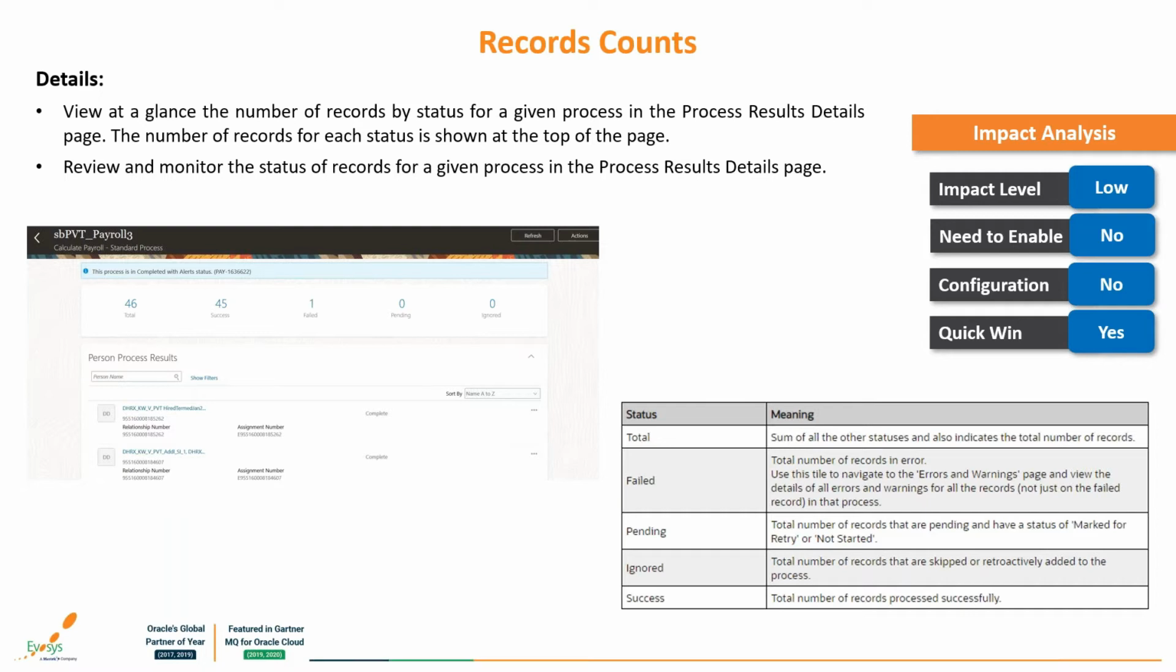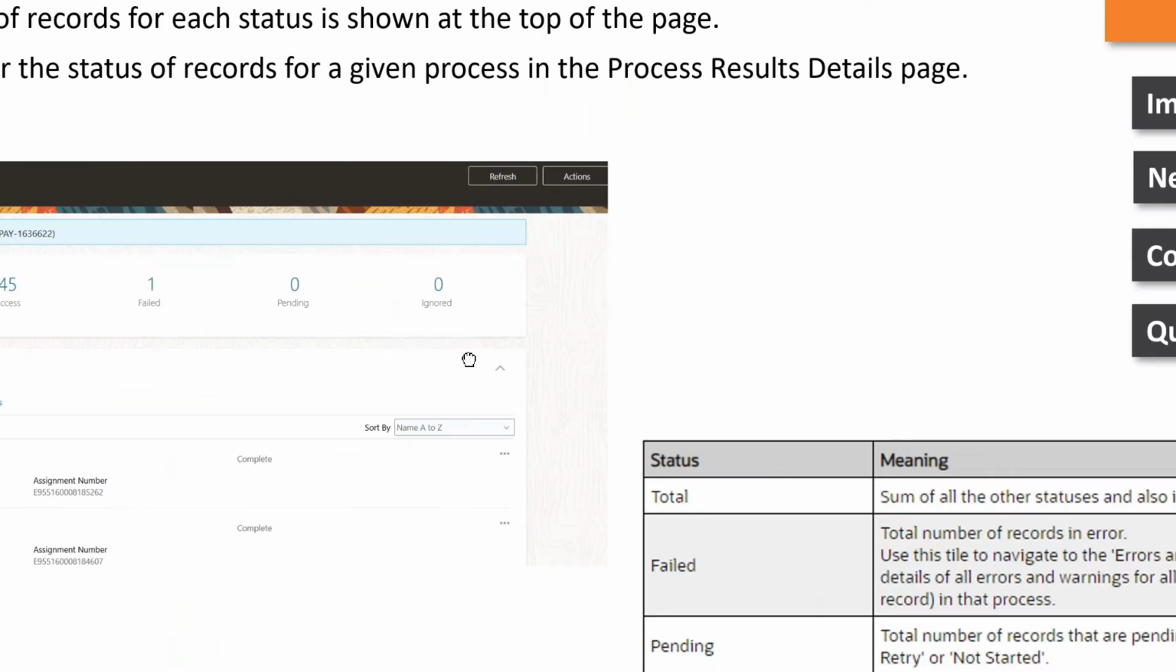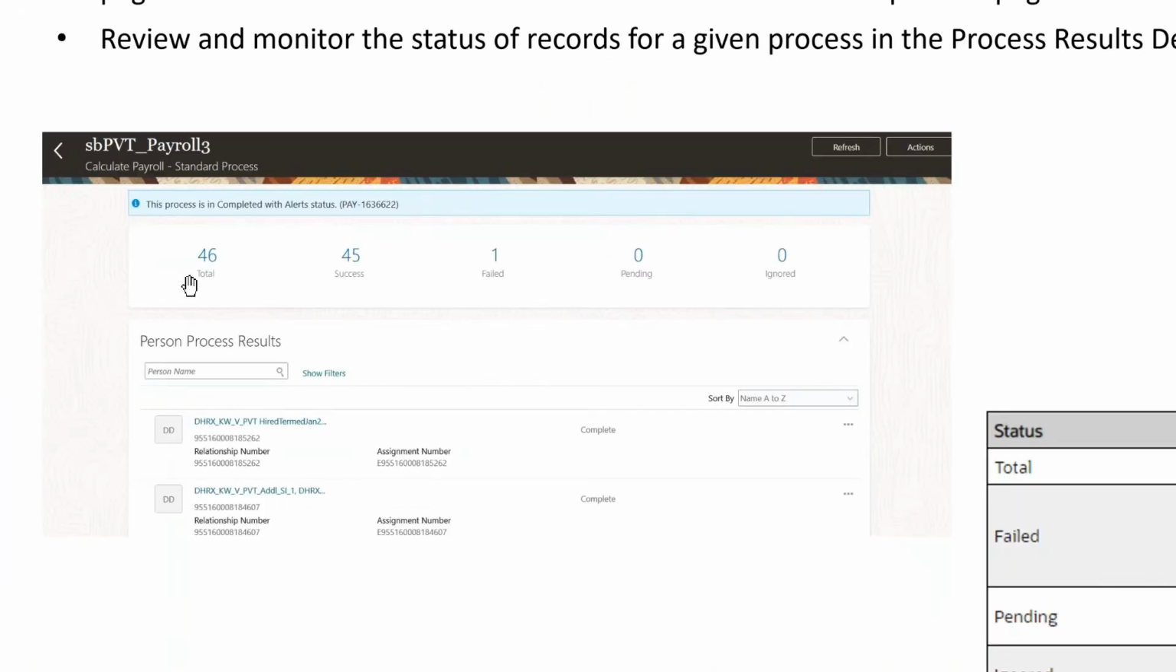So if I just quickly zoom into the screen that we have and show you how it looked post the upgrade, there is a banner here that you will see against the count against all of these statuses, that is total, success, failed, pending, and ignored.